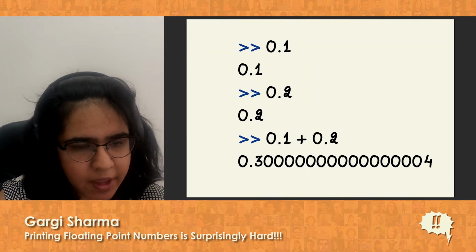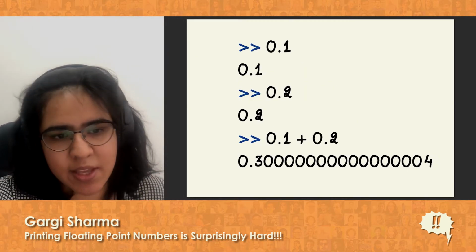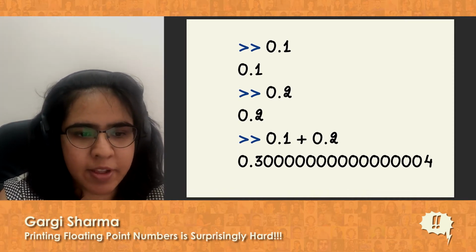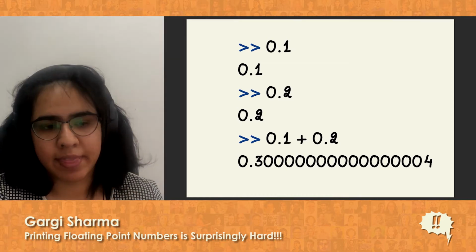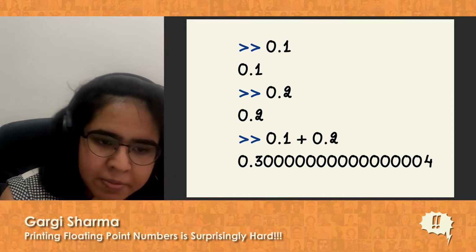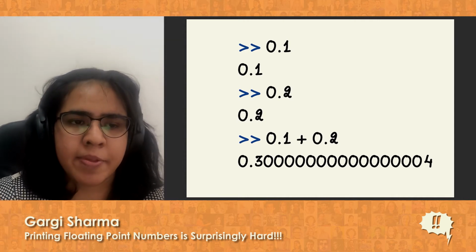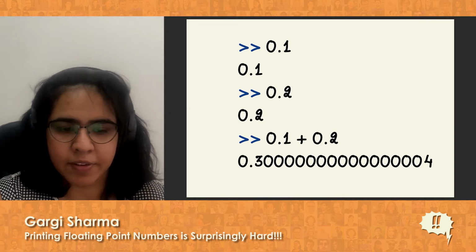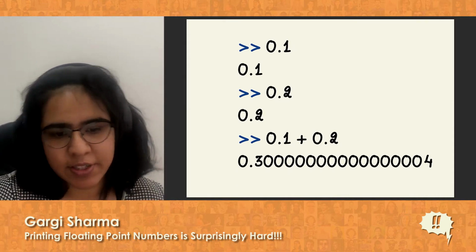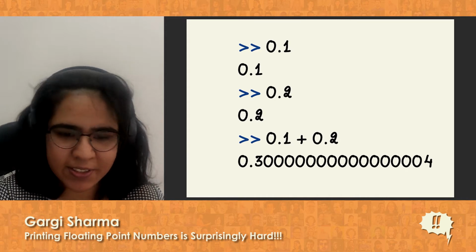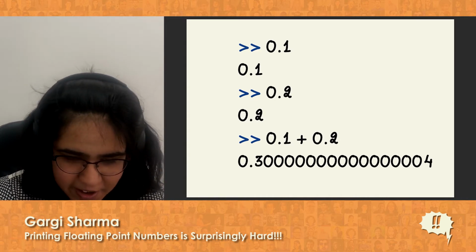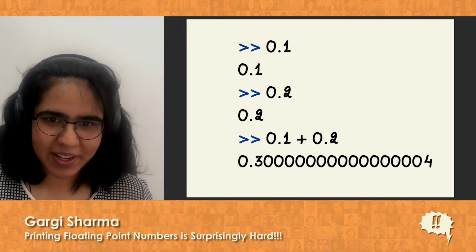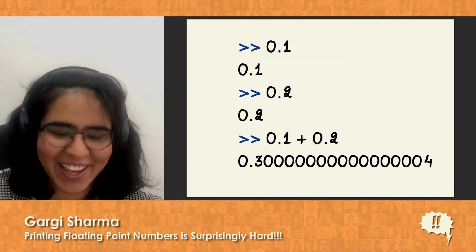So you might have an experience with this: you have a Python REPL and you write 0.1 and you get 0.1 as the output, and then you write 0.2 and you get 0.2 as the output. Then you add 0.1 and 0.2 and you get 0.30000000000000004 as the output, which is surprising, right? Because the answer should be 0.3. It's 2020, why are computers still not working?